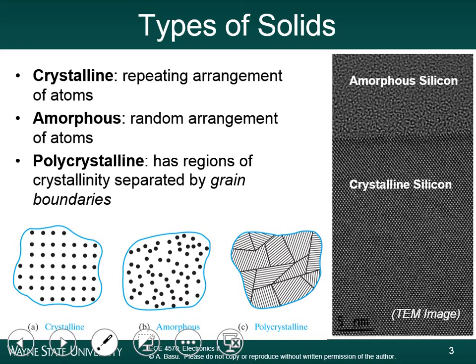So these are the different types of solids. There's three types: crystalline, amorphous, and polycrystalline. Have any of you seen these three definitions before? What's an example of a crystalline material? Something that has a repeating arrangement of atoms. So we're looking here on the left. One of the types of materials that you can have is a crystalline material. Salt. Salt is a good example. Diamond is another good example.